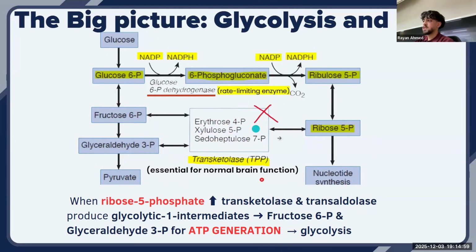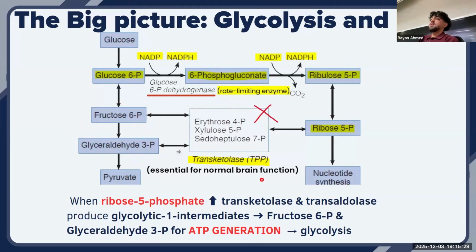All you guys need to know is that ribose 5-phosphate, through the help of transketolase, TPP, can go back into fructose 6-phosphate and glyceraldehyde 3-phosphate for ATP generation for glycolysis. Again, when there's a lot of ribose 5-phosphate, we don't want more. We can block the whole pentose phosphate pathway by the help of transketolase, making more of glycolytic intermediates, which are fructose 6-phosphate and glyceraldehyde 3-phosphate into pyruvate for ATP generation.